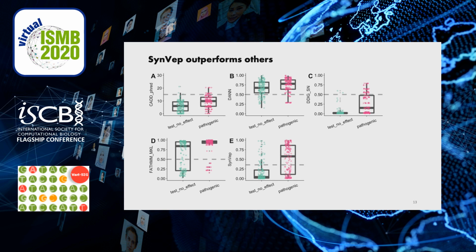We also compare our predictor with other predictors. We found that all of the predictors can pick up the signals between the testing set no effect group and the pathogenic group. But we also found that for all the other predictors, the two groups either both fall above the cutoff or below the cutoff. Only for our predictor do the two groups fall on both sides of the cutoff.